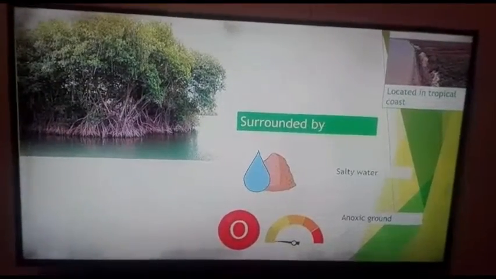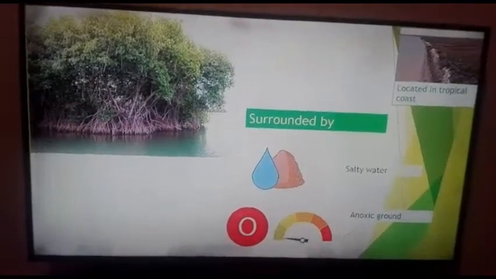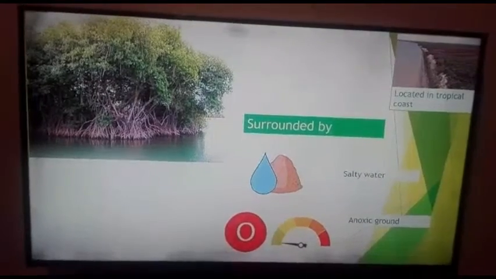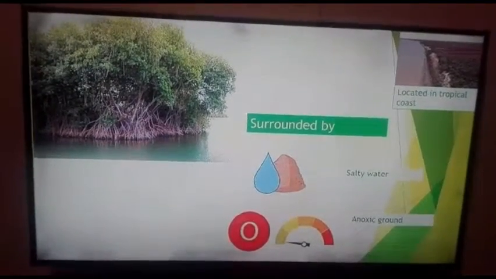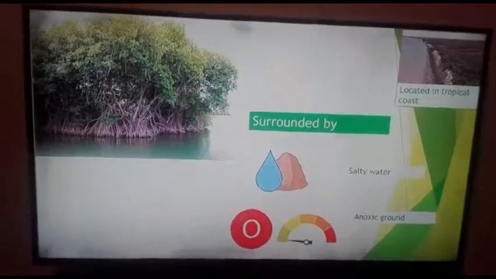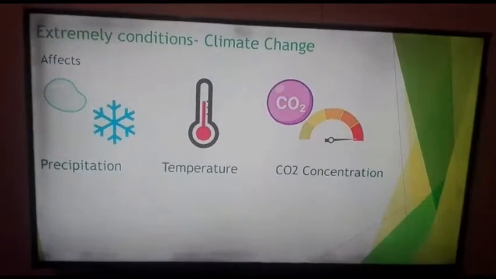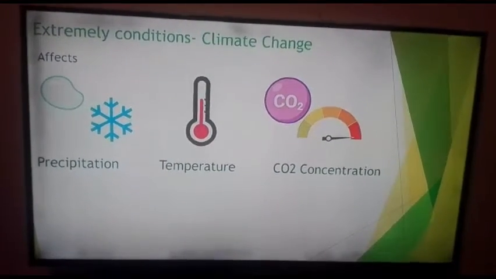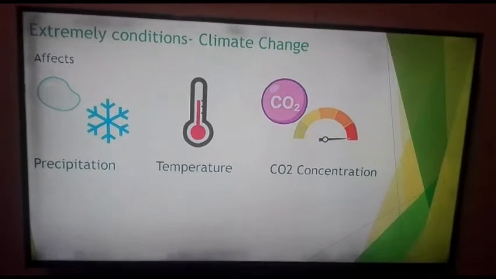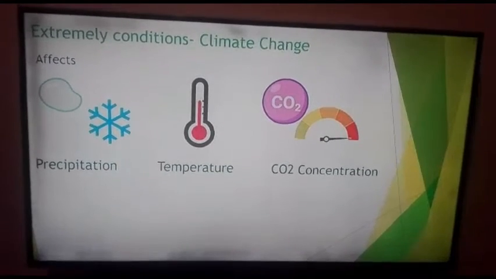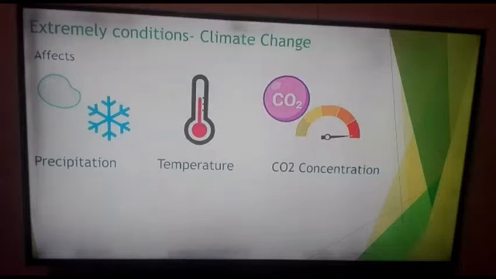Let's talk about mangroves. The mangroves are located on the tropical coast, establishing adaptations to live in extreme conditions, such as anoxic ground and salty water. Currently, climate change influences sub-factors like precipitation, temperature, and atmospheric CO2 concentration.